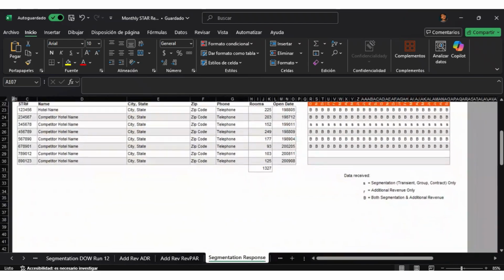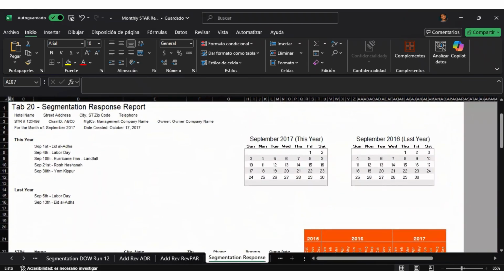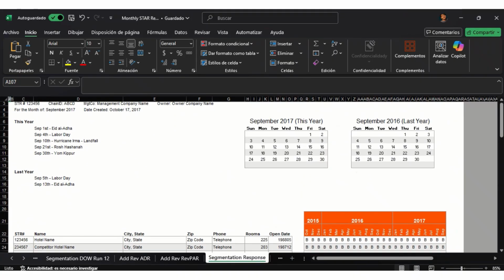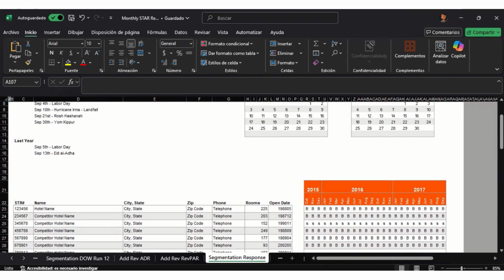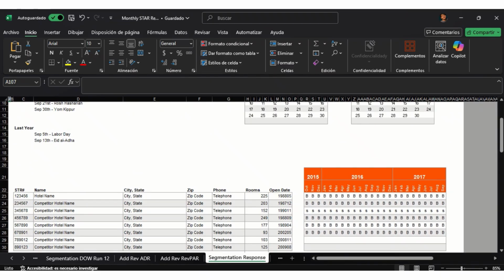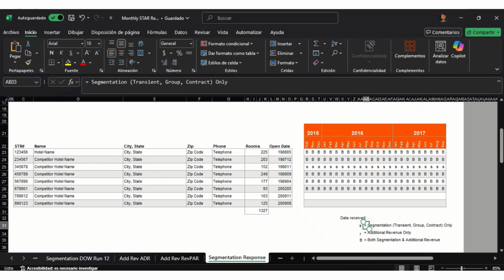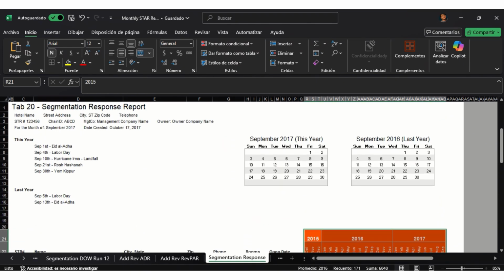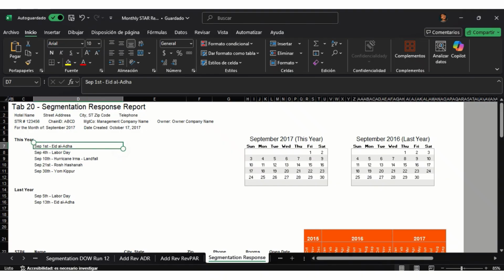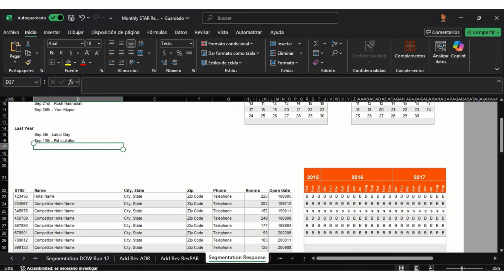And last, we have segmentation response. Here we have participation levels for segmentation data. It reports the number of hotels submitting segmentation data and the response rate over time. We also have segmentation, additional revenue only, and both segmentation and additional revenue, which is in this chart. Here we have it. And it also gives us the highlights of the year and the last year. That is this one and this one, which are really similar to what we saw in the previous tab.